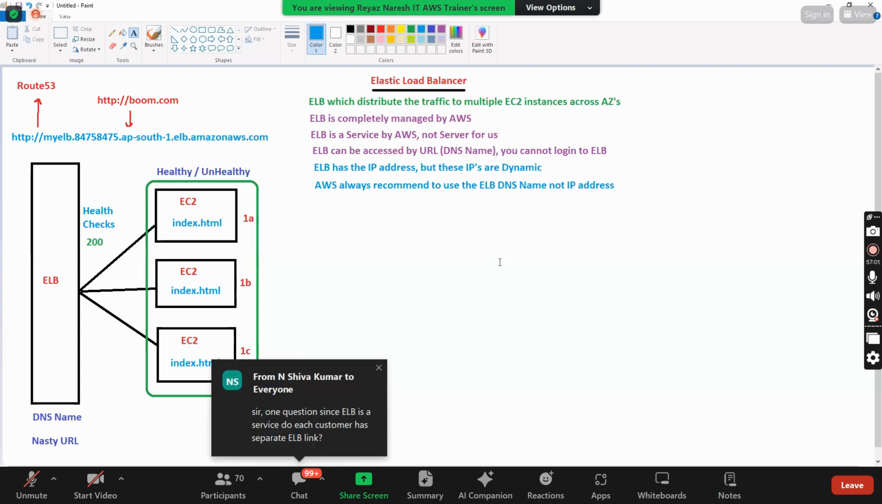That is just a story where I faced the issue. That's the reason I told you this. Okay. One question: since ELB is a service, does each customer have a separate ELB? Of course, yes. Yes. Okay, Nana.